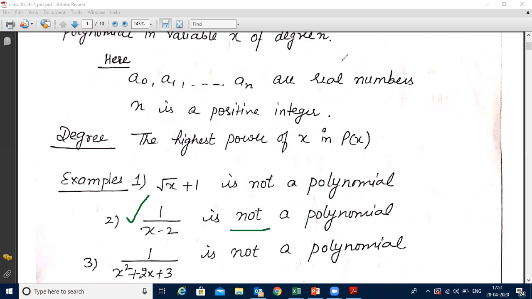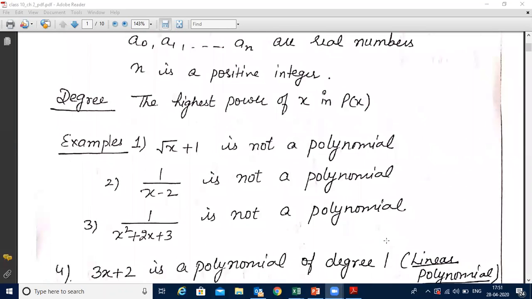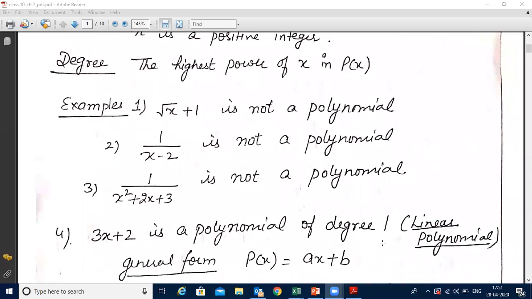Now I have written the next example, that is 1 by (x square plus 2x plus 3). Is it a polynomial? No, it is not a polynomial. Why? Because it is also in the form of 1 by (x square plus 2x plus 3), where the power of x is not a whole number, not a positive integer. It is in the form of 1 by x square.